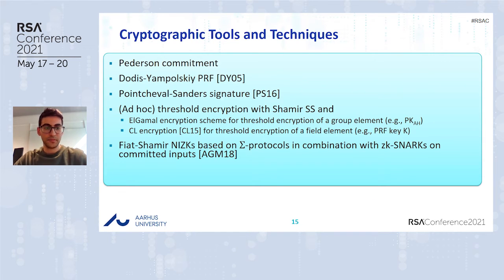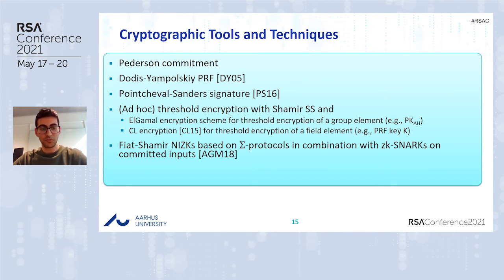So we implement or design with a lot of cryptographic tools and techniques, including Pedersen commitment. And for the PRF construction, we use the PRF by Dodis and Yampolskiy. For the blind signature, we use a type of signature from Pointcheval and Sanders. And for the anonymity revoker, we assume a threshold assumption. So there exist n different anonymity revokers, and we use a threshold encryption for these anonymity revokers, which is implemented by Shamir secret sharing. In the case that we want to encrypt a group element, we use El-Gamal encryption. And in the case of encrypting a field element, for example, encrypting the PRF key, we use another encryption scheme called the CL encryption.